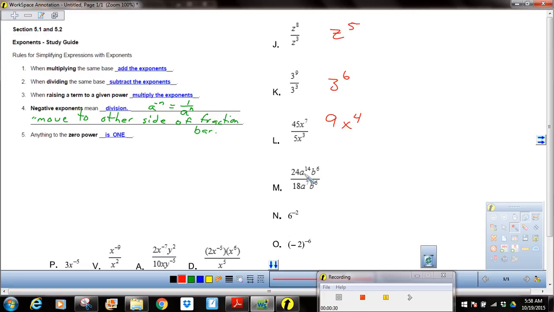Okay, on this next one, I have a that's the same base, b that's the same base, and then I have coefficients. Let's go ahead and take care of the coefficients. 24 over 18, you can divide both by 6. You get 4 over 3. Now the reason I extended this a little further, I don't know whether my a's or b's are going to be on top or on bottom, so I left myself some space. Okay, a to the 14th divided by a to the 7th. If you're dividing, we're subtracting the exponents. So 14 minus 7 is 7.